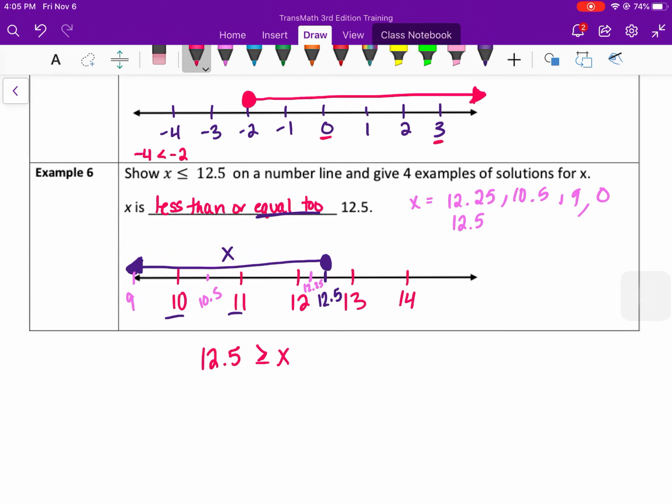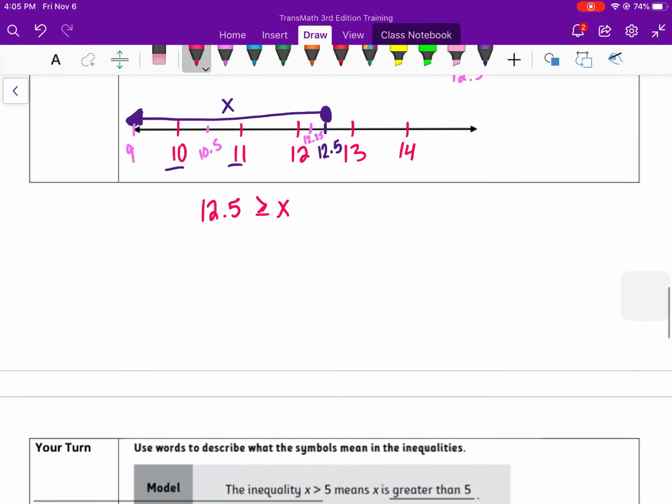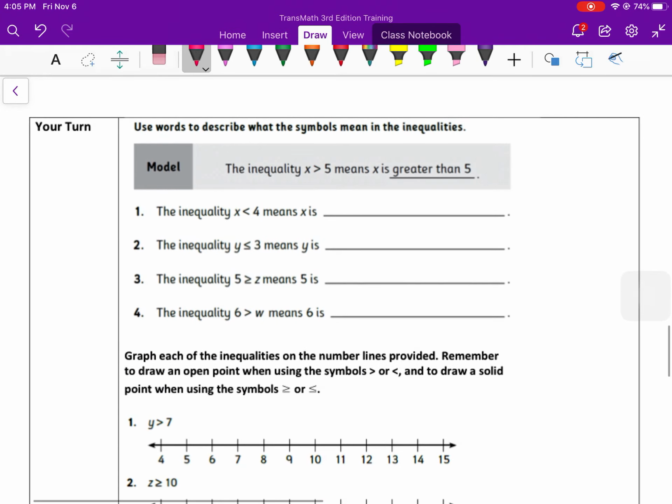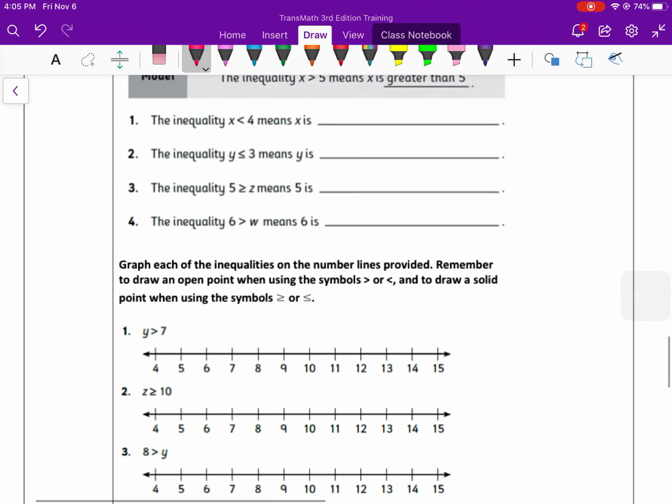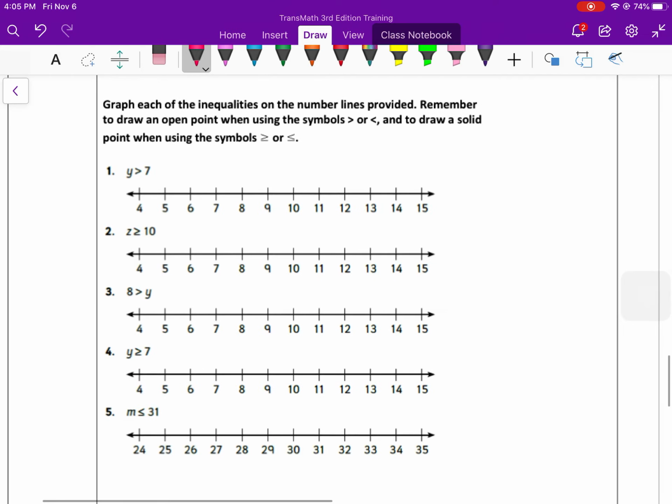Okay, that's all the examples for me. So you give it a try now. Tell me what it means in words, and then practice graphing it on the number line.